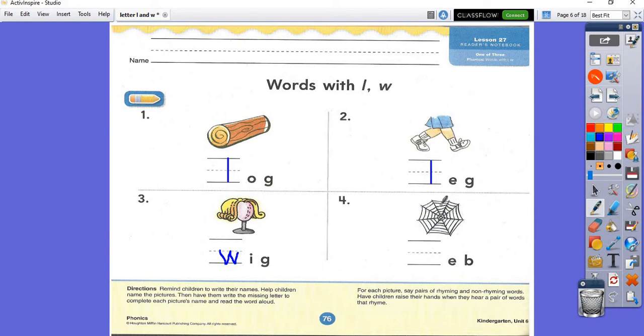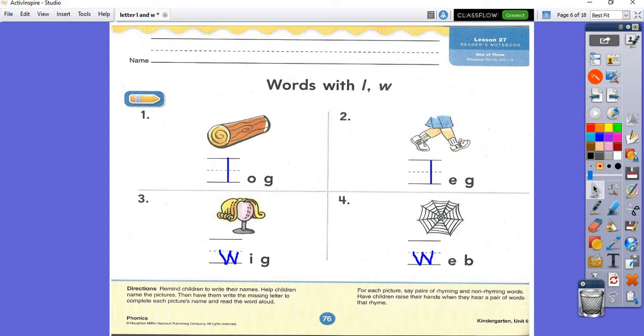This is web. Web. And what letter is missing here? Here is wa. Bring, touch the second line. Again bring up. Bring this line down. Again touch the second line. Very good. Now we are going to read these words.